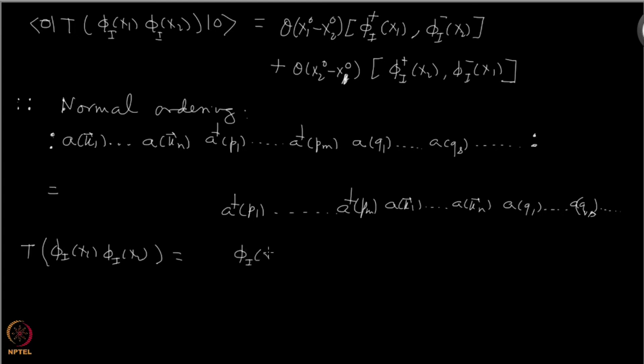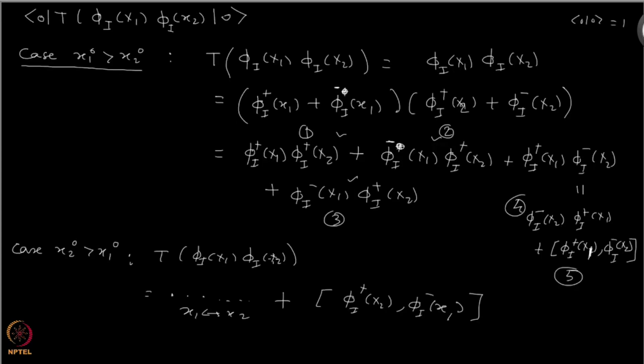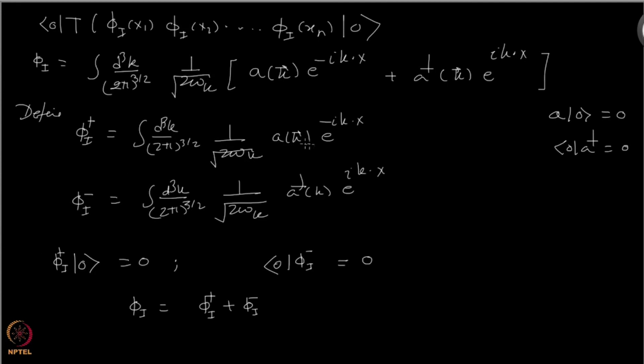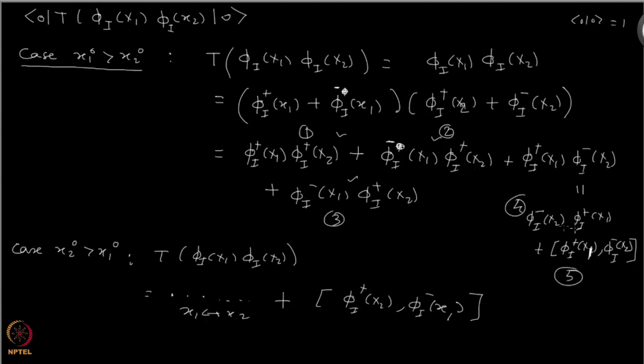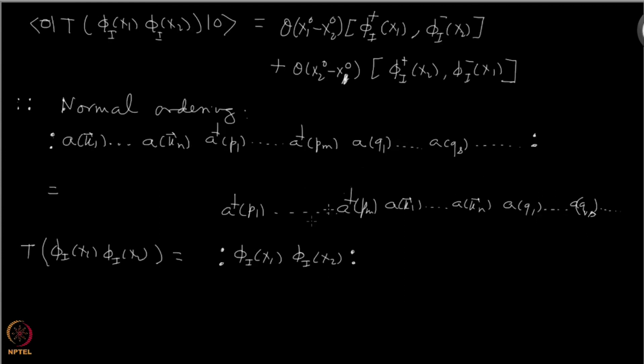You write phi_I(x1), phi_I(x2). Remember, phi(x1) and phi(x2) you can write in terms of phi plus and phi minus, but then the four terms that you got were in a particular order, and now you can identify that they were in normal order. Plus contains a, minus contains a dagger, right? So here all the four terms had a's to the right and a daggers to the left. So that's what we have here.